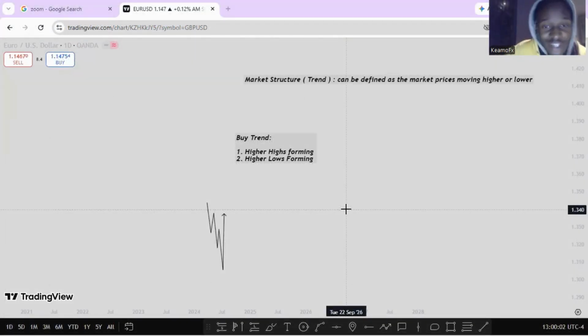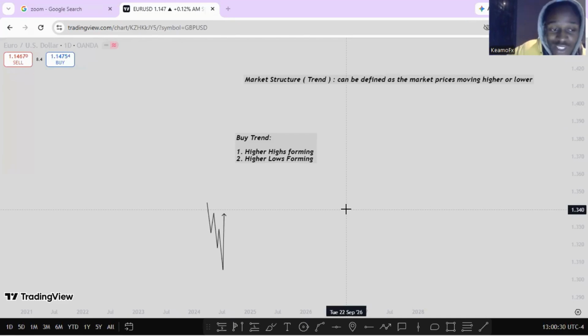So now we're gonna dive into a concept called market structure. Essentially, market structure is a set of codes which the algorithm is gonna follow to either price higher or lower on a particular pair, right? So there's different kinds of trends, right? There's an uptrend, there's a downtrend, and there's a sideways trend.